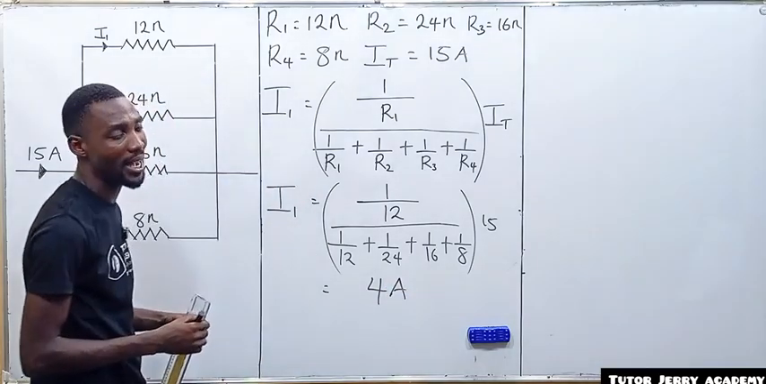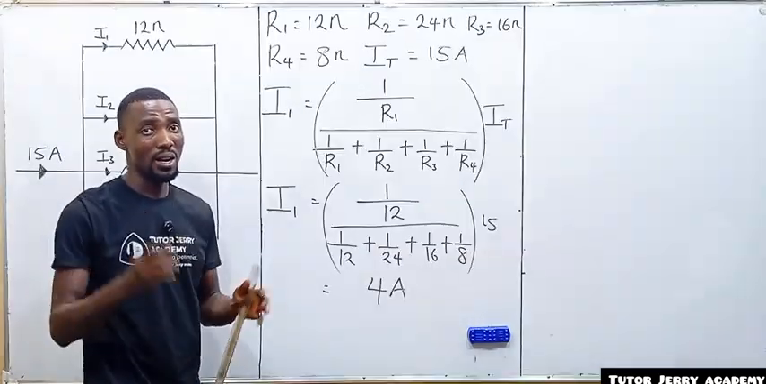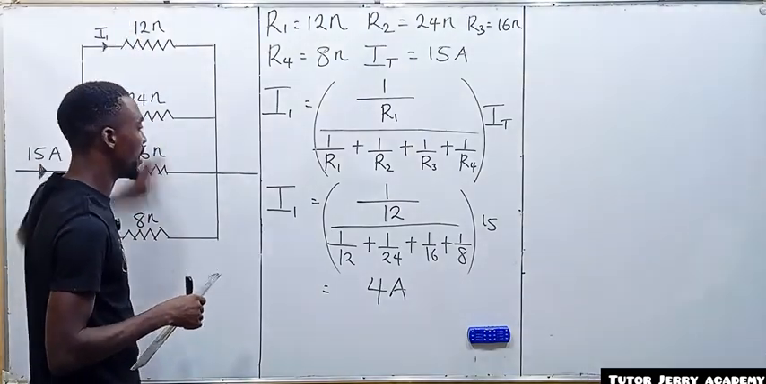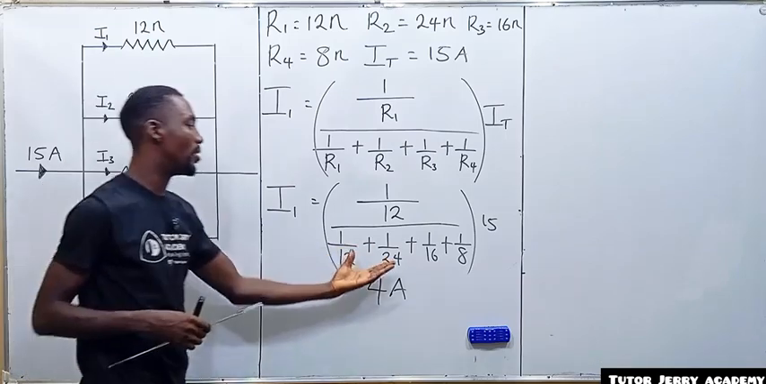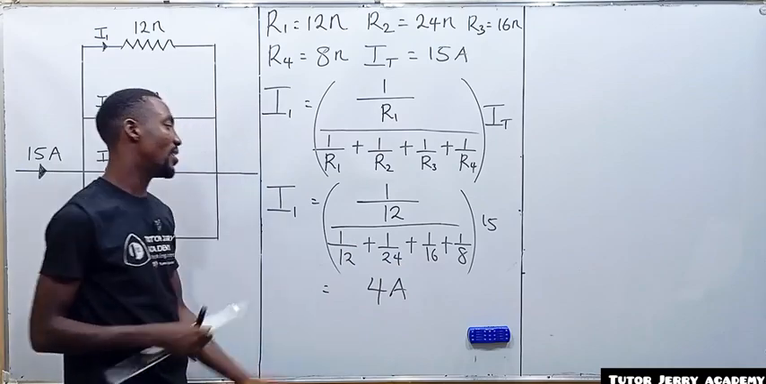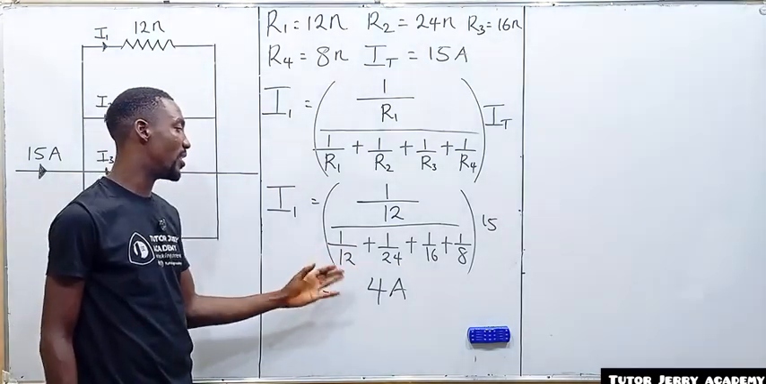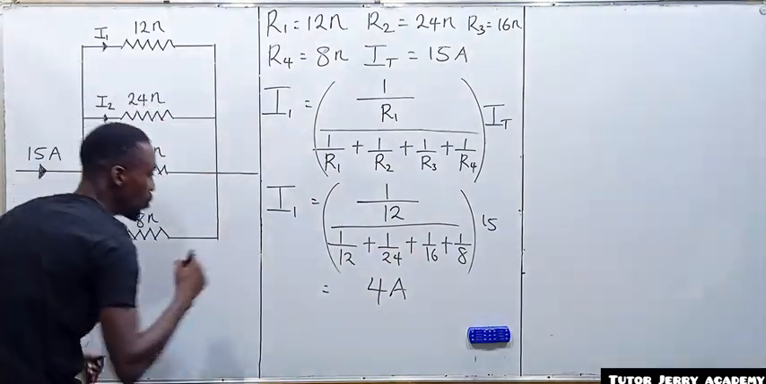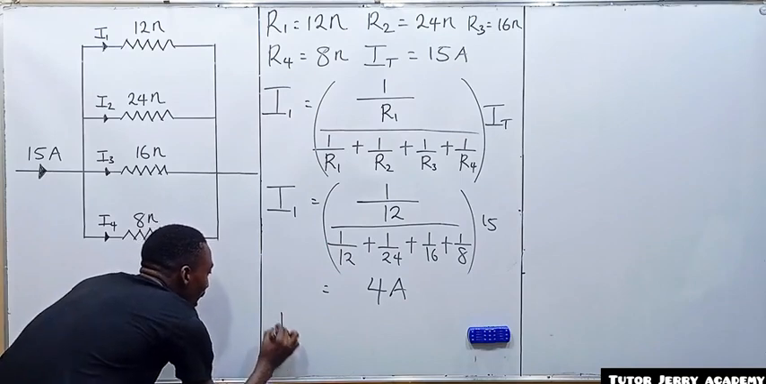I've already explained how to solve this in my previous video when we have 3 resistors in parallel, so you can still follow the same process. Find the LCM of 12, 24, 16, and 8. When you get the LCM, you solve your normal mathematics. All right, so now let's go for I2.